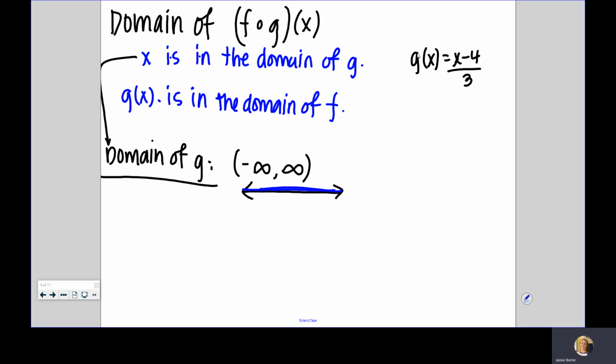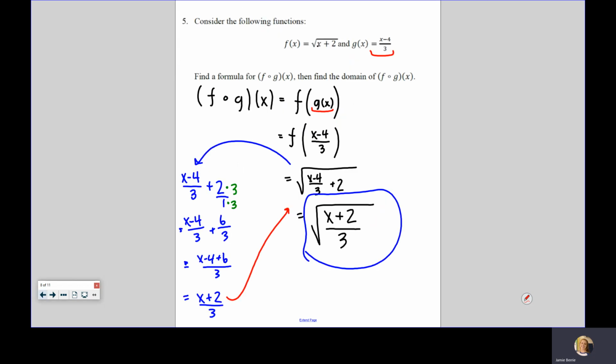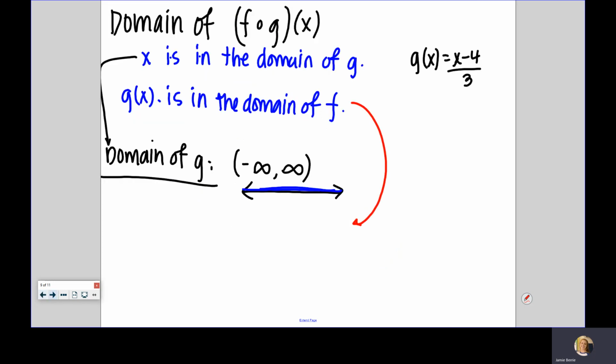All right, so the next part: g of x is in the domain of f. Okay, so let's think about what that means. That means we're plugging g into f. So if we go back to the last page, we plugged x into g, but here we plug the whole thing, g of x, into f. So here's what we're going to do. We're going to find the domain of g like normal, or sorry, domain of f.